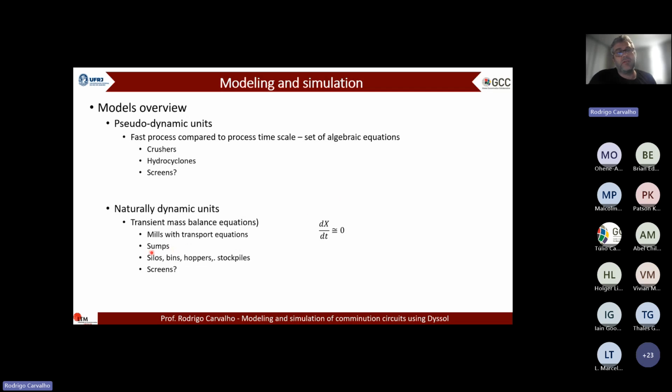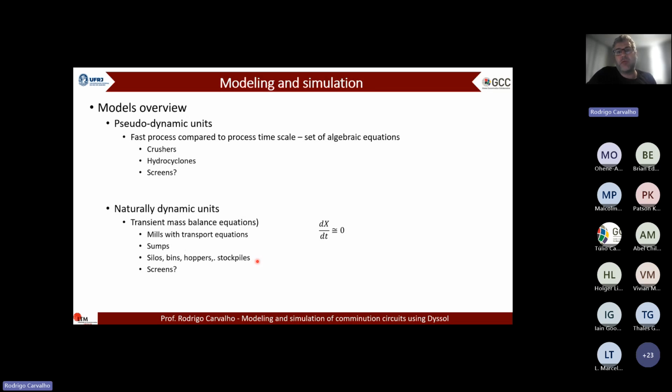In the case of the sump, it is a natural dynamic unit because you have the material being mixed there. It needs to be pumped to the hydrocyclones. There are usually control systems to keep the level, or you can keep the solids concentration. So you have to have a dynamic model there in order to describe the sump units in the circuit well. And of course, silos, bins, hoppers, stockpiles, all this type of units, they accumulate materials.